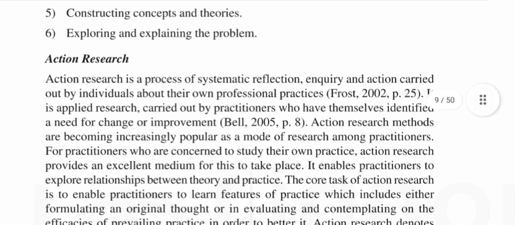Action research. Action research is a process of systematic reflection, inquiry, and action carried out by individuals about their own professional practices. Frost 2002. It is applied research carried out by practitioners who have themselves identified a need for change or improvement. Bell 2005. Action research methods are becoming increasingly popular as a mode of research among practitioners. For practitioners who are concerned to study their own practice, action research provides an excellent medium for this to take place. It enables practitioners to explore relationships between theory and practice.